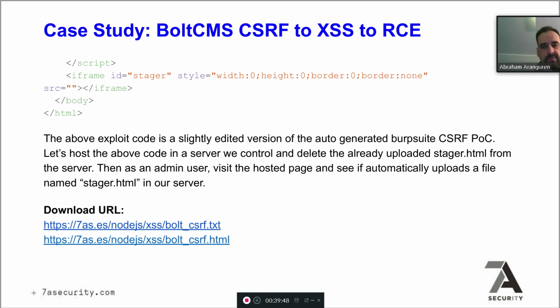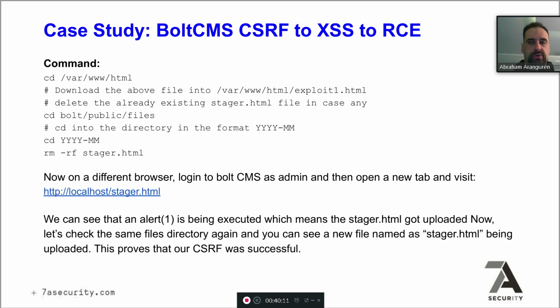Then as an admin user, we can visit the hosted page and see if it automatically uploads a file named stager.html to our server, right? You can click on this link, use that TXT to just download the proof of concept, and you can also just click on the HTML version from your browser, and this will do the cross-site request forgery for you, right?